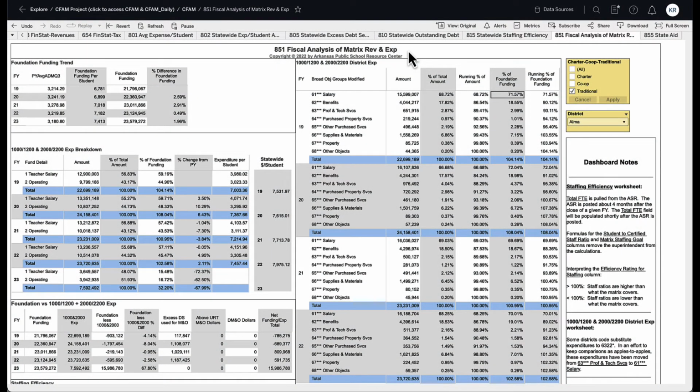Let's take a look at worksheet number 851, Fiscal Analysis of Matrix Revenue and Expenditures. I truly believe this is a very powerful worksheet. It gives you a lot of really good information about the overall health and the staffing model.